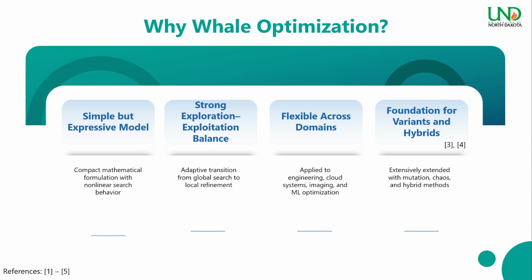And then finally, it's become the foundation of a large number of variant hybrids. People have extended this algorithm with mutation operators, chaotic initialization patterns, combinations with other algorithms like differential evolution. And that's a strength, but it's also a warning sign because not all of those improvements are justified, as we've seen in some survey papers I've used in citations here.